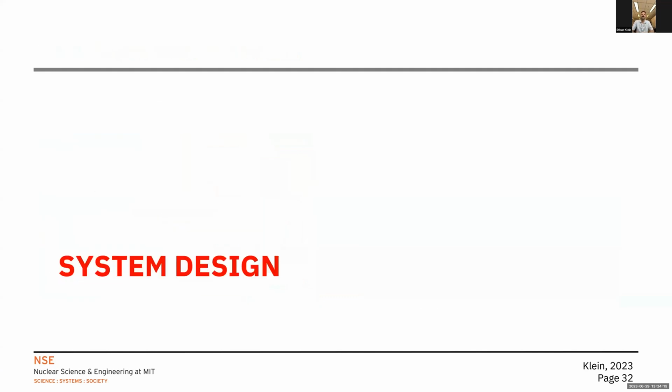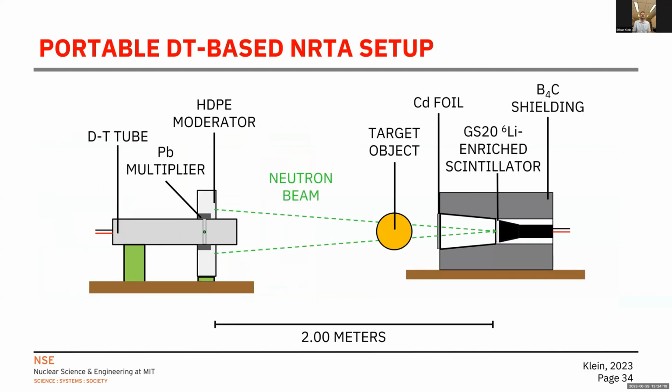So very briefly, let's just discuss the system design and then we'll go to some results. So here's what the whole system looks like. It's just over 2 meters wide. We have our DT generator. That's a portable DT generator, which uses DT fusion as a means of producing neutrons. And those neutrons are produced here at the tritium target plane. We use a lead multiplier to leverage N2N reactions. We can actually multiply the neutrons that are coming out of the neutron generator. And then we use this high density polyethylene moderator to slow the neutrons down.